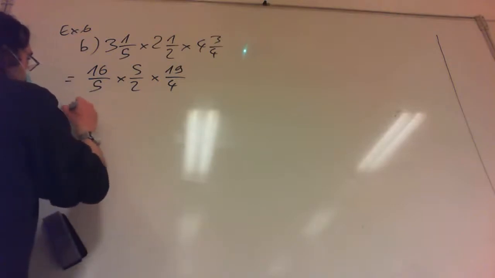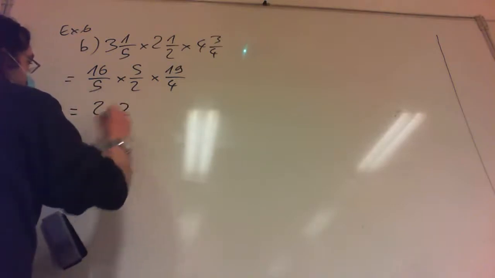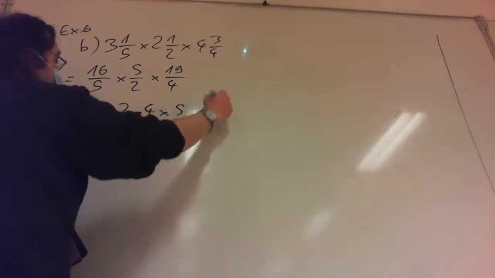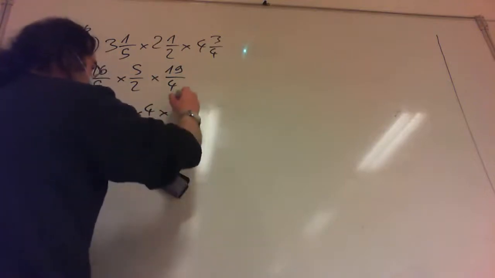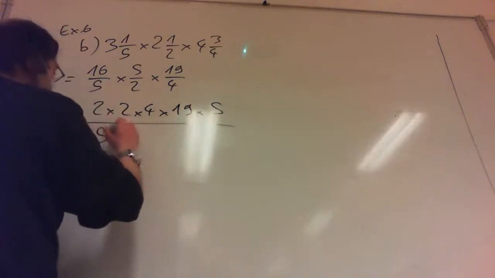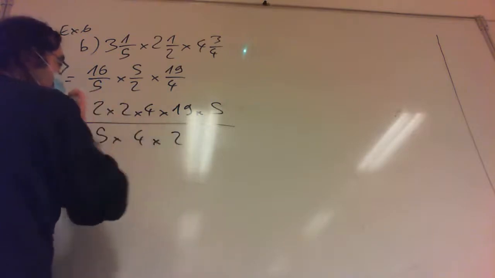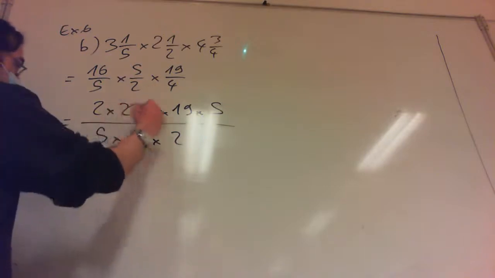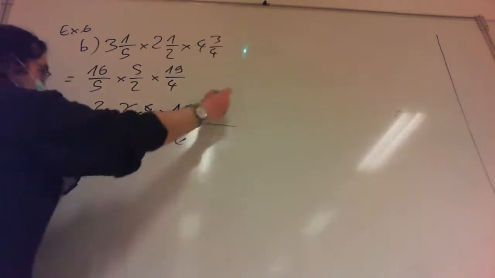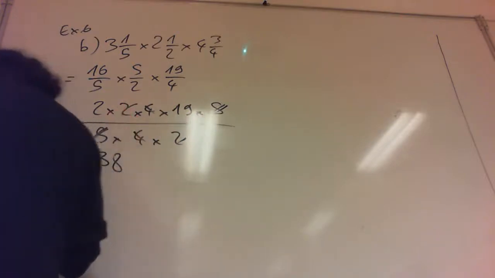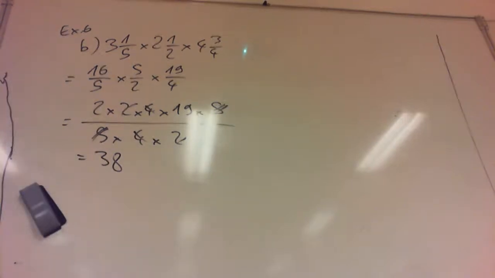2 times 2 times 4 times 19 times 5, times 19 times 5, okay, over 5 times 4 times 2. We can simplify. So we remove, yes. And it's equal to 38. Okay. Can you write it as a mixed number? Okay, thanks. Now for the D.